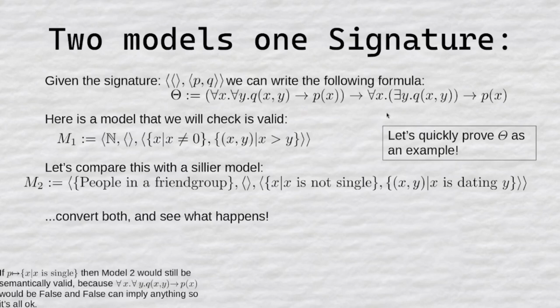So model 1 is defining the domain as the natural numbers. There's no functions in the signature, so we don't need to worry about any functions. And we're going to define p as x such that x is not equal to 0, because it's a unary predicate, so we don't need to put a tuple in the input. And we're going to define q as the relation xy such that x is greater than y. So the tuple a and b is in the set if a is greater than b.